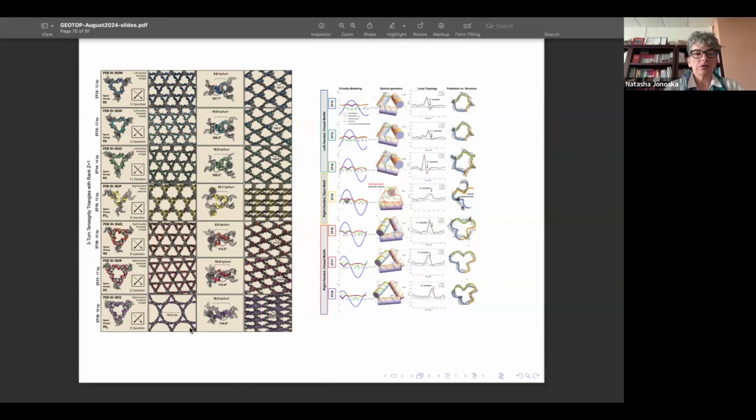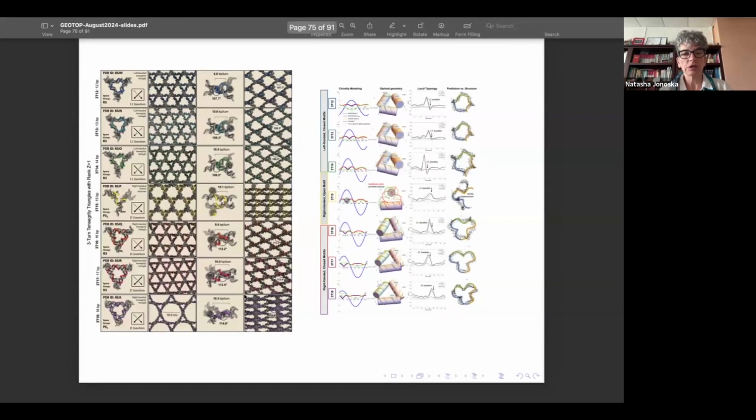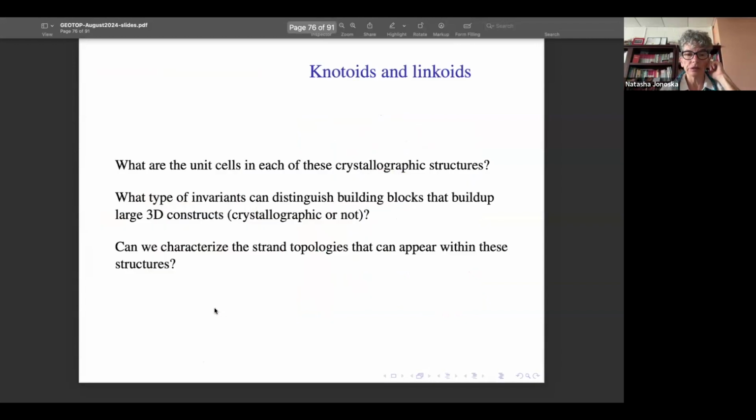And these are the experimental results of the crystallographic structures. I just want to point out that mathematically, there are lots of questions about characterizing all these different crystallographic structures, and the periodicities of the strands that are traversing these structures. And we are trying to find invariants that can distinguish these different building blocks. And we want to characterize the strand topologies that can appear in these structures.